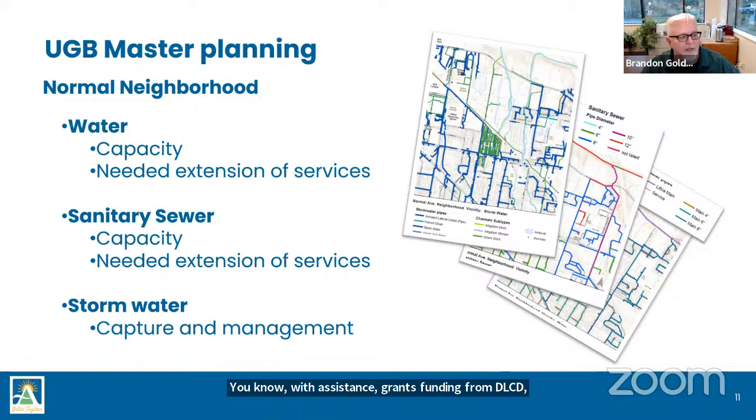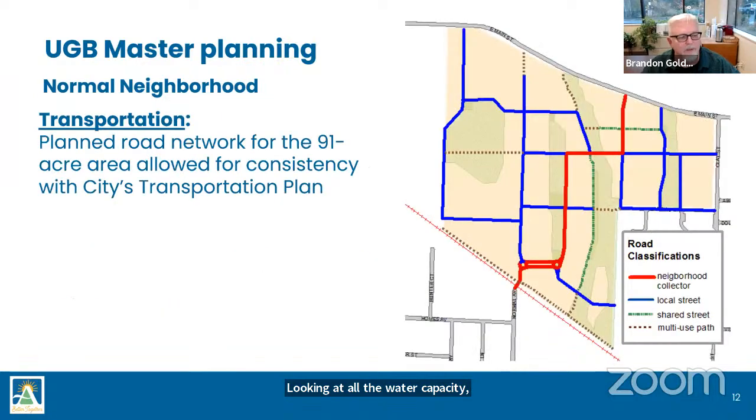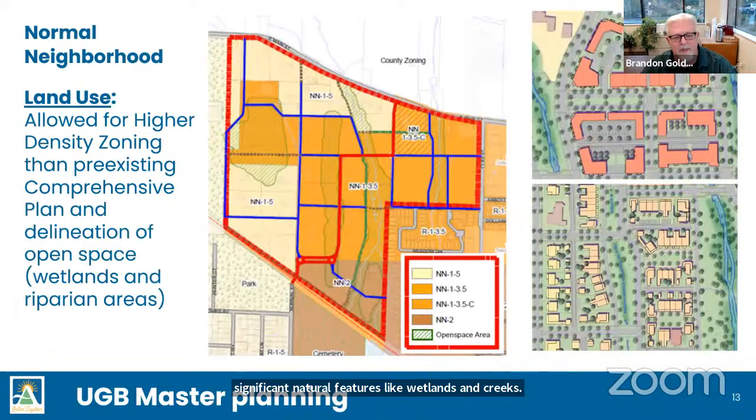plan of this area, looking at all the water capacity, sewer capacity, stormwater, transportation needs, and identified transportation and pedestrian connectivity through a 91-acre area that currently only has 22 rural lots on it and some significant natural features like wetlands and creeks. Through this process, we ultimately changed our comprehensive plan, adopted higher density zoning, and master planned areas for where development could occur.